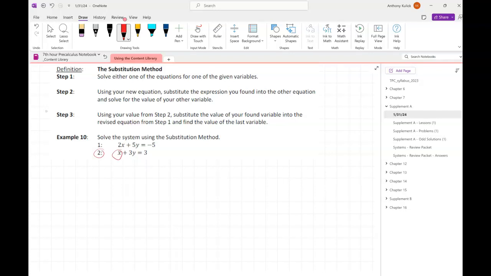Why? Because it already has a coefficient of 1. That means no division, which means no fractions. My goal here in the beginning is, if I can do this problem without having to generate any fractions, I want to do that. Not that fractions are a problem, but they slow everything down, right? We can deal with them, but if I don't have to, let's not.